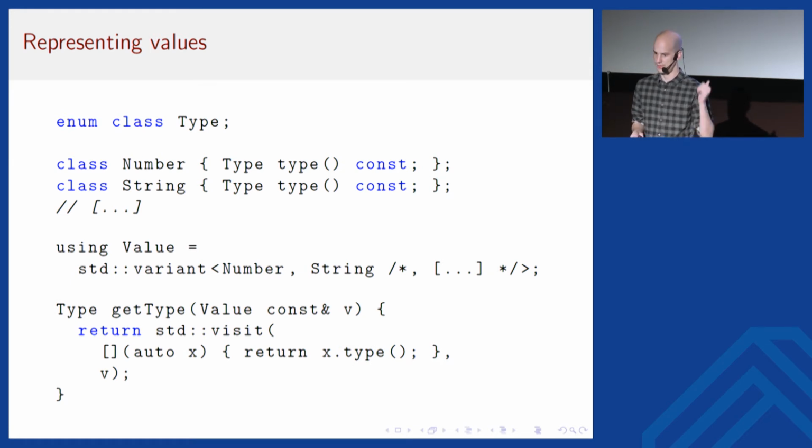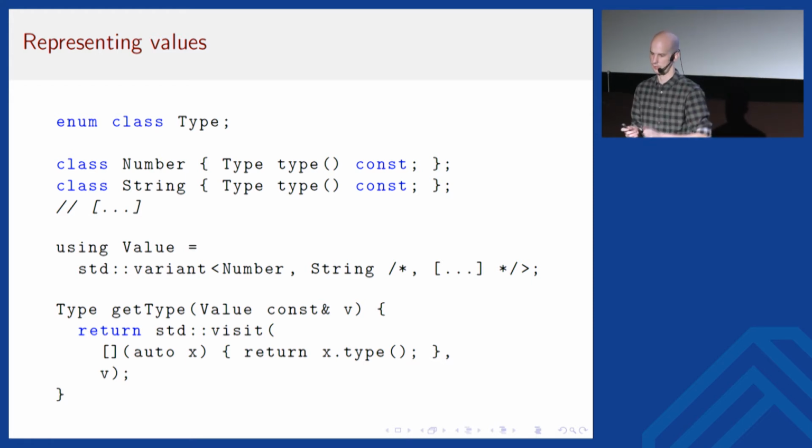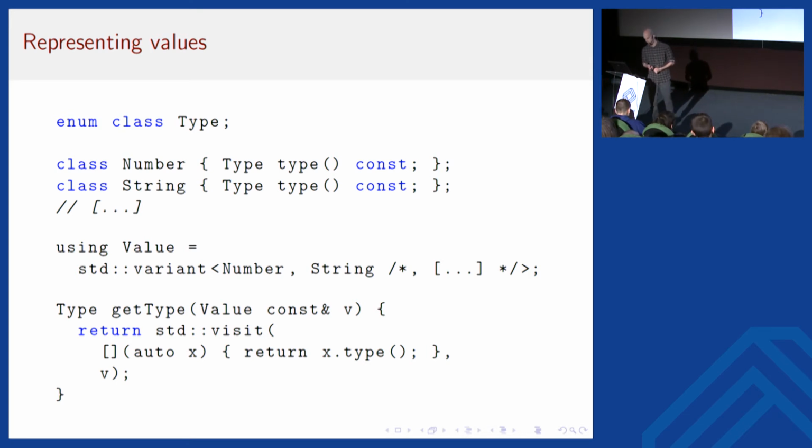And then I can use visitation to invoke functions on the type. For example, here this would be a visitor to get back the type of the concrete value that I have in my hand at a certain point in time.